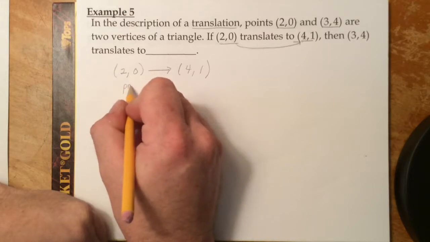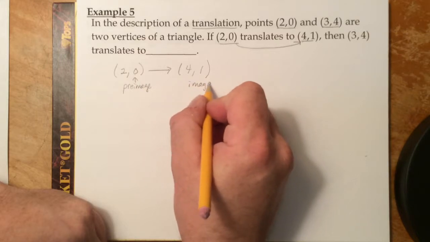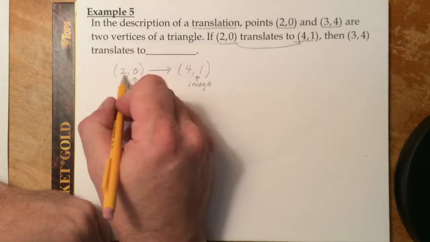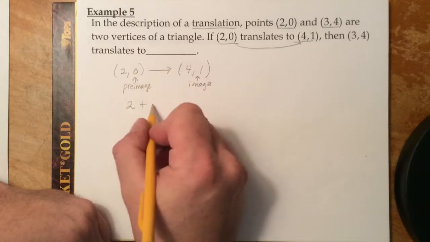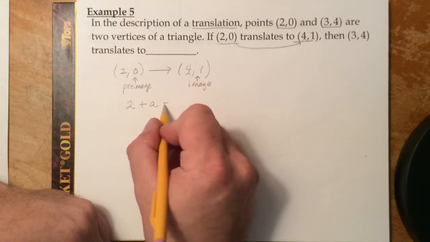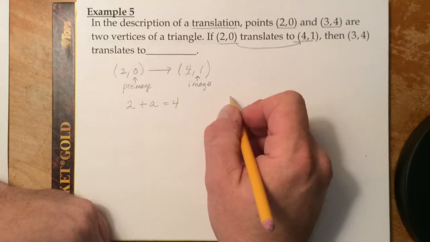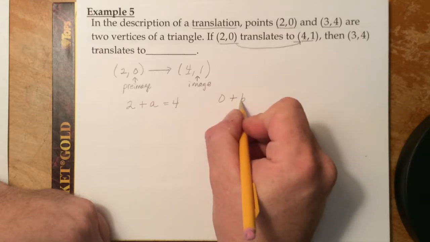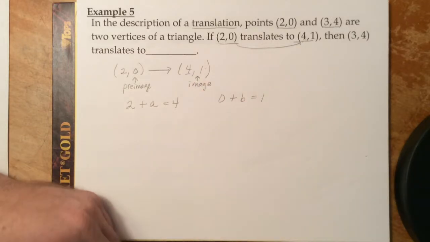This is pre-image, this is image. And we create an equation out of both. We take 2, something has happened to 2, we have added some amount a to get the new x-coordinate 4. So we have 2 plus a equals 4. And then with the y coordinates, we start at 0 and we add some number b to get 1, the y coordinate. And so our equation is 0 plus b equals 1.